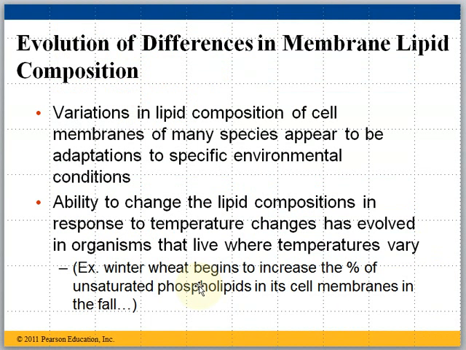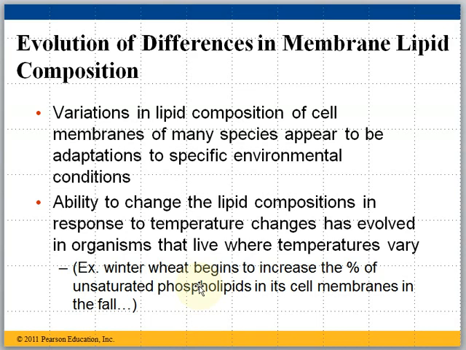The composition, or makeup, of the lipids in a cell membrane is actually due to evolution. Different species of creatures have different compositions of their cell membrane, and it's usually dependent upon the environment in which they live. So, for example, animals that live in very cold environments, say fish that live in the deep Arctic Ocean, are going to have a different composition of cell membrane than animals that live, say, in the desert.